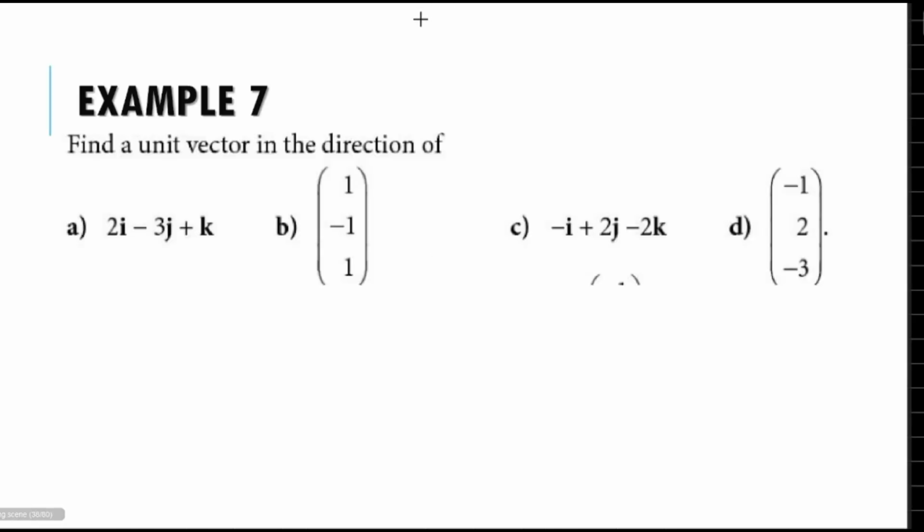Alright guys, example: find a unit vector in the direction of the following. Okay, so we're going to be taking two of the versions. So let's take A and D, and then of course I usually take this as classwork. That's classwork. So we have 2i minus 3j plus k.